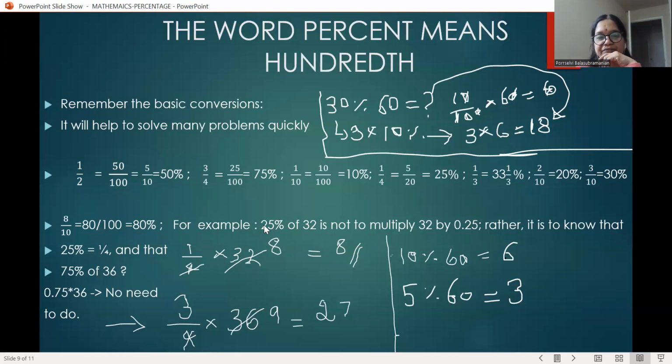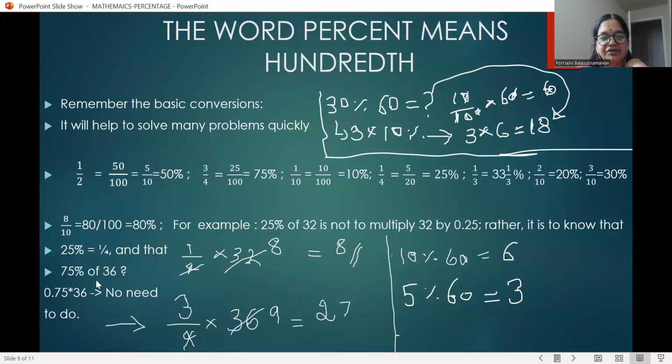Okay. Instead of converting from percentage to decimal, we know 25 percentage means 1 by 4. 50 percentage means 1 by 2. 3 by 4, 75 percentage, right? So instead of converting to a decimal, you can use this fraction value, multiply with this value, you simplify it, you will get the number.